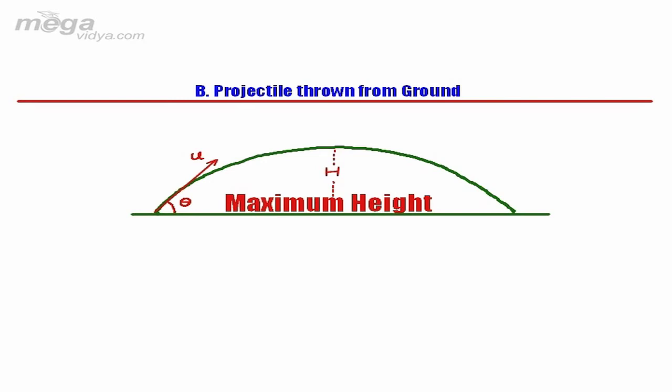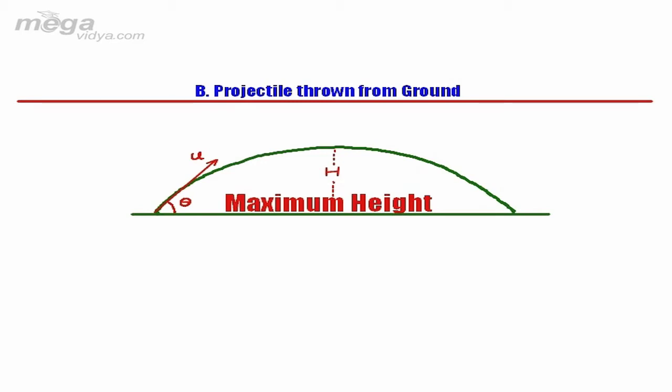Now we are going to discuss the maximum height attained by a projectile which has been thrown from the ground and which also lands on the ground. If we talk about this term maximum height, then we can very easily understand its meaning.